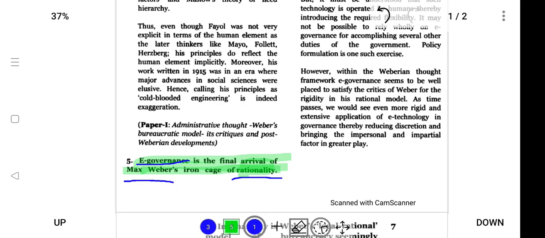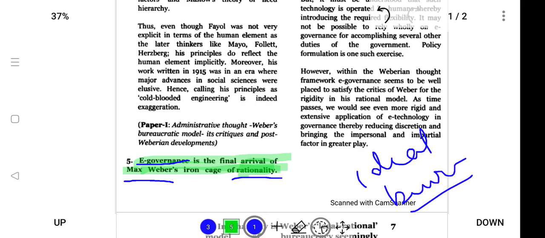If we look into the word e-governance, e means electronic governance, that is using technology, internet, and various applications of technology in governance. And Max Weber's theory. Max Weber was a political analyst, especially on public administration and bureaucracy, and he gave a critique. Max Weber believed in an ideal bureaucracy.